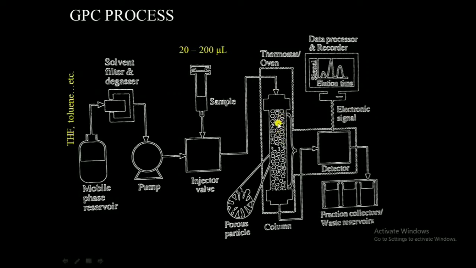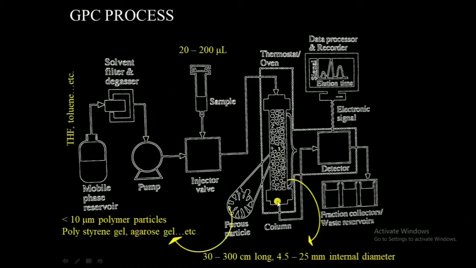This is our column, which contains a hydrophobic stationary phase. The column is placed in a thermostat oven because we need to keep the column at a particular temperature depending on the components in our mixture. The column is around 30 to 300 centimeters long normally, and 4.5 to 25 millimeters internal diameter.